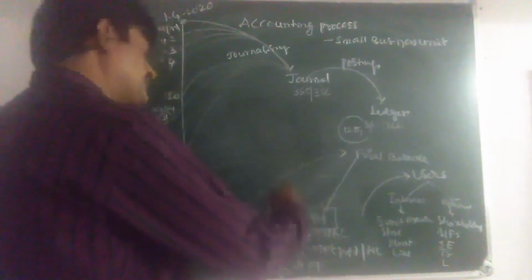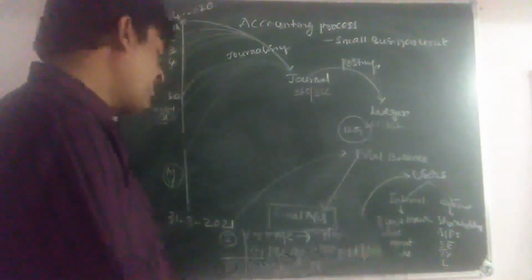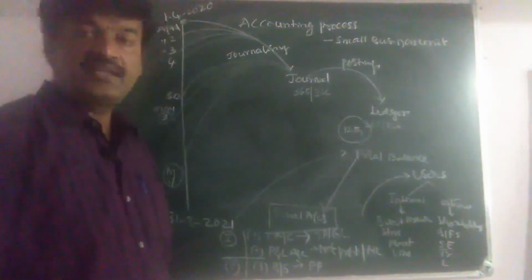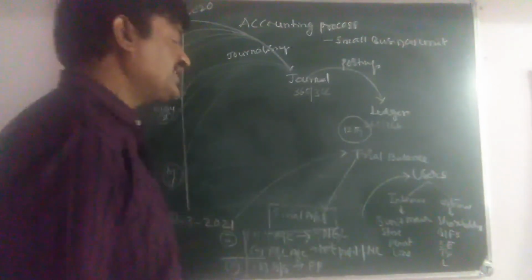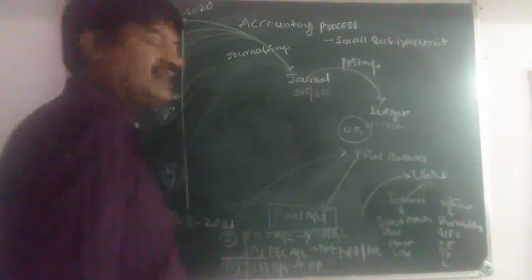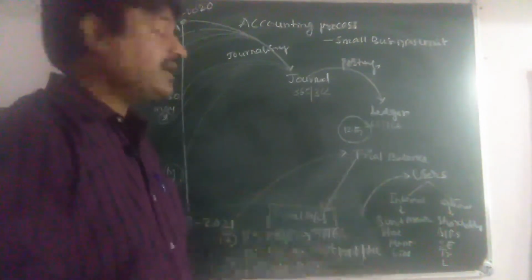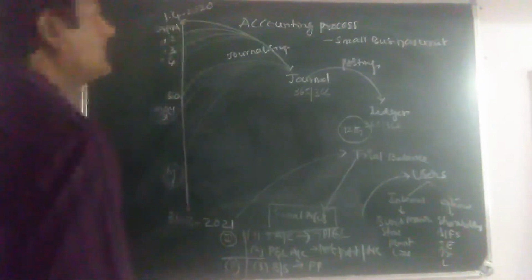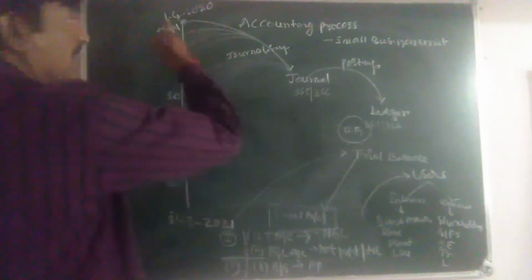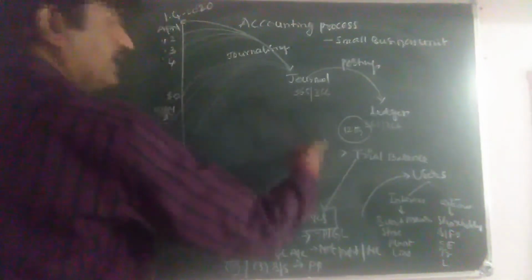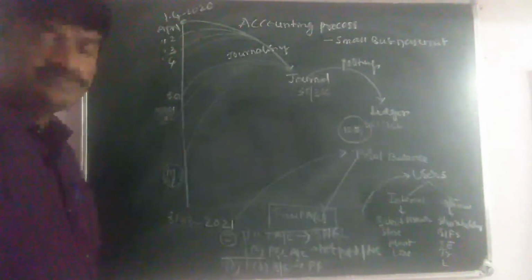So after preparation of final accounts, the last step in the process of accounting is communicating. We are communicating the result of the business to the internal and external users for the purpose of decision making. So this is the process of accounting in respect of a small business unit.